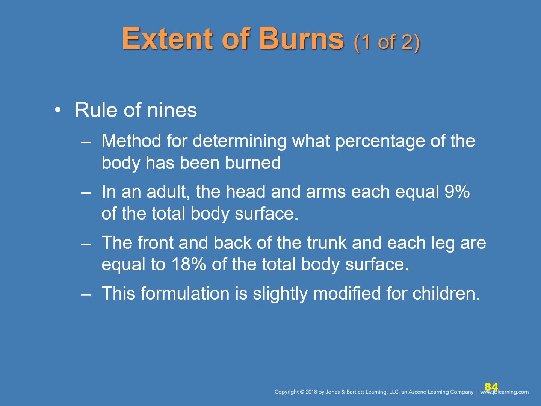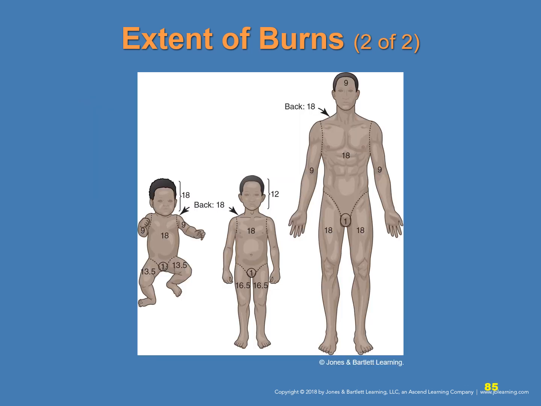Extensive burns. The rule of nines is a method for determining what percentage of the body has been burned. In an adult, the head and arms each equal 9% of the total body surface. The front and back of the trunk and each leg are equal to 18% of the total body surface. The rule of nines is significantly modified for young children. The figure below uses the rule of nines to determine the extent of burns.